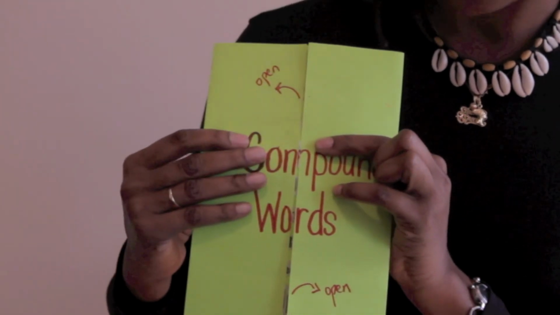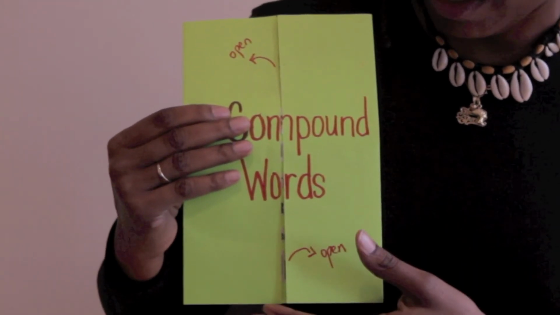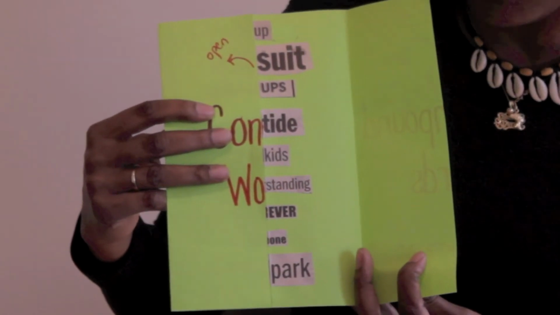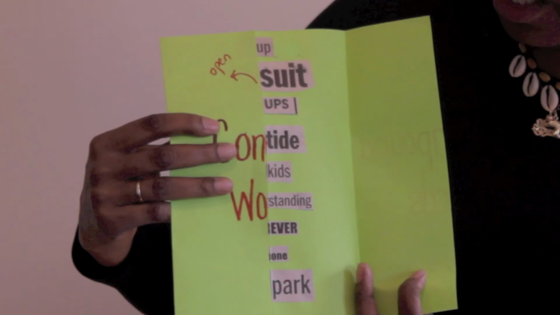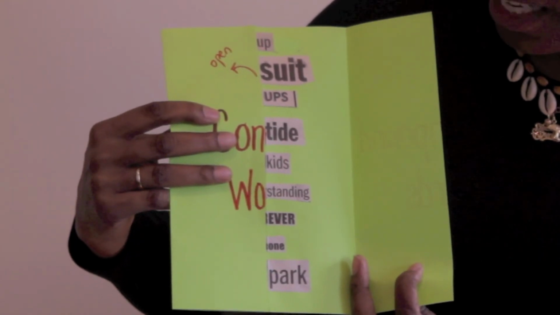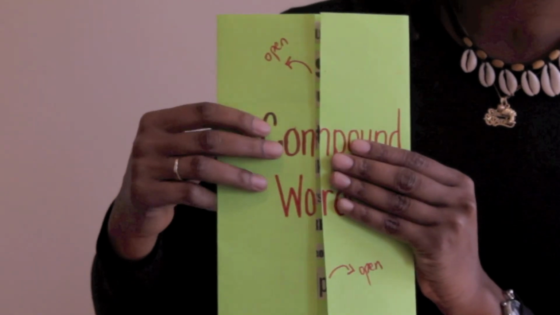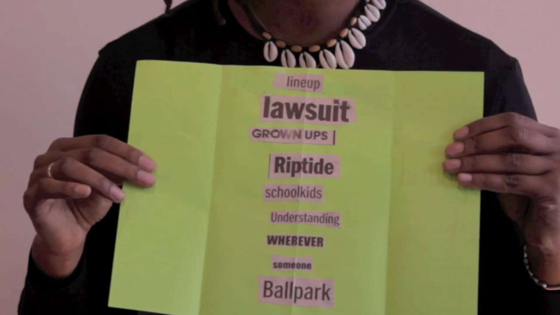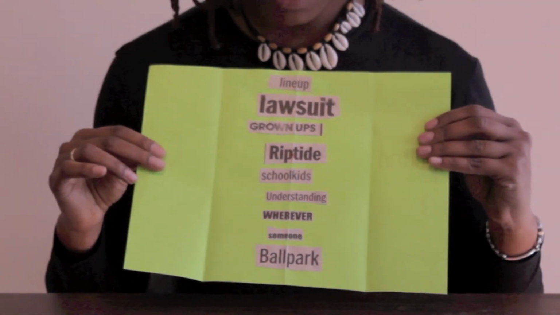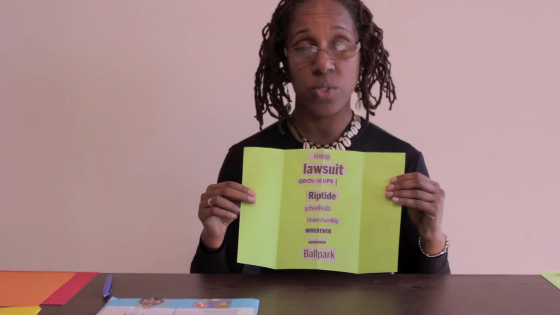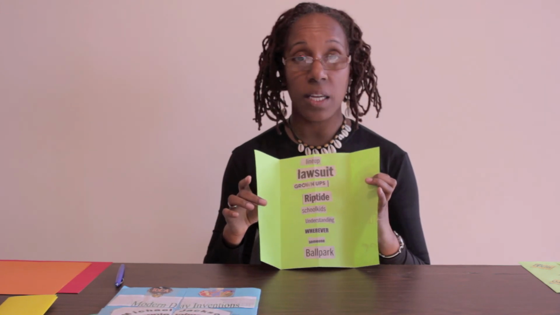Close that and then isolate the other part of the words. Students will be able to see that these parts of the words can stand alone as well: up, suit, ups, tide, kids, standing, ever, one, and park. Now, as I reveal both doors, students can see that those two parts of the word actually make an entire new word. I really enjoy utilizing shutterfolds to isolate, highlight, describe, and explain information.